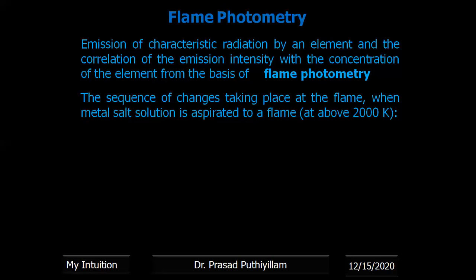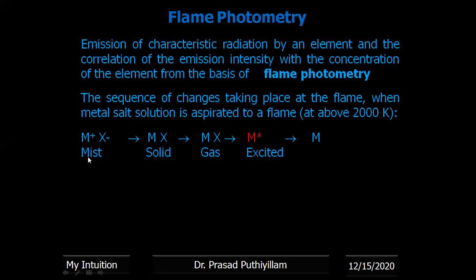The sequence of changes which takes place if a metal salt is introduced into a flame can be represented like this. Mist represents that we are introducing the metal salt as a spray into the flame, where the solvent, water, will evaporate, giving the solid state of that metal salt, which then converts into the gaseous state, from which the metal will be produced. The electrons present in the metal will be excited by absorbing the heat energy to a higher energy state. Immediately it loses the energy and comes back to the normal state.